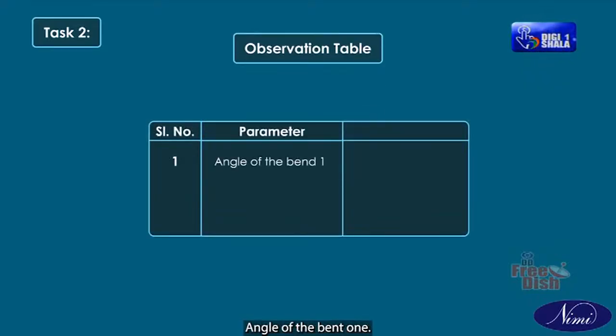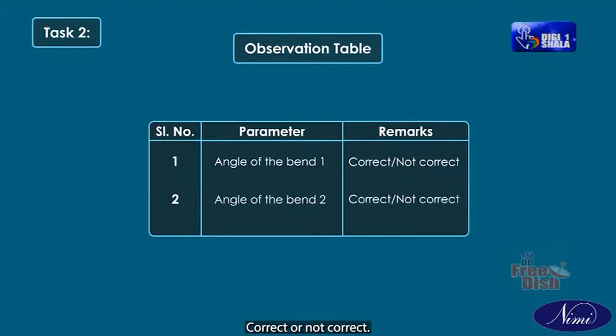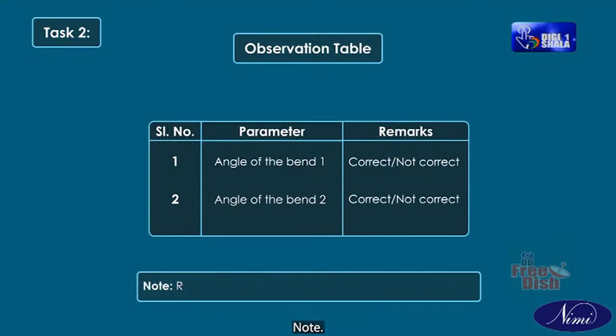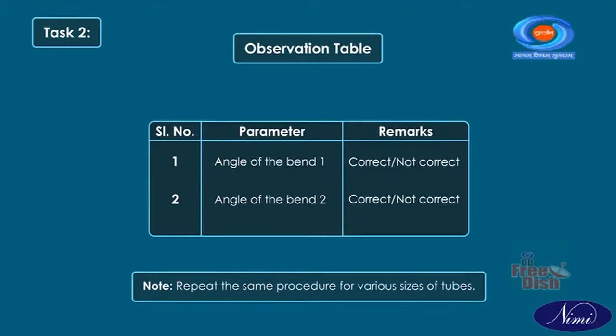Observation table. Serial number 1. Parameter: angle of the bend 1. Remarks: correct or not correct. Number 2. Angle of the bend 2. Correct or not correct. Note: repeat the same procedure for various sizes of tubes.